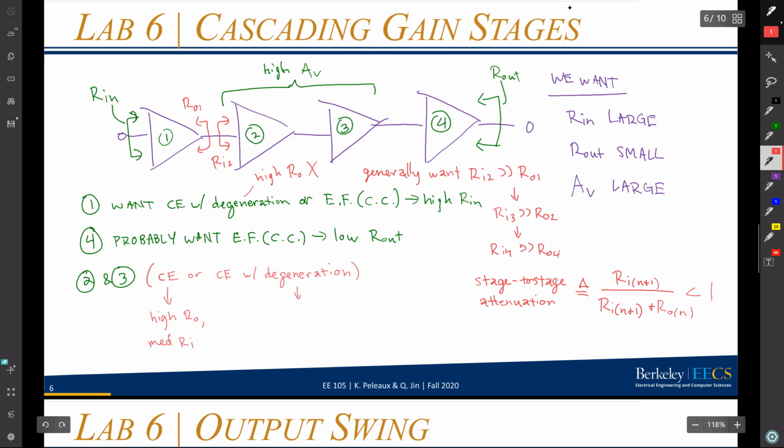It's all relative, right? If we're looking at these two, common emitter and common emitter with degeneration, they both have high output resistance, but the degeneration actually increases the input resistance of that stage. So when you're deciding which stage to add degeneration, you might consider the previous stage and how large its output resistance is. Because the larger the previous stage's output resistance, the larger you want to make your next stage's input resistance in order to keep that attenuation factor as close to 1 as possible. Does that make sense?